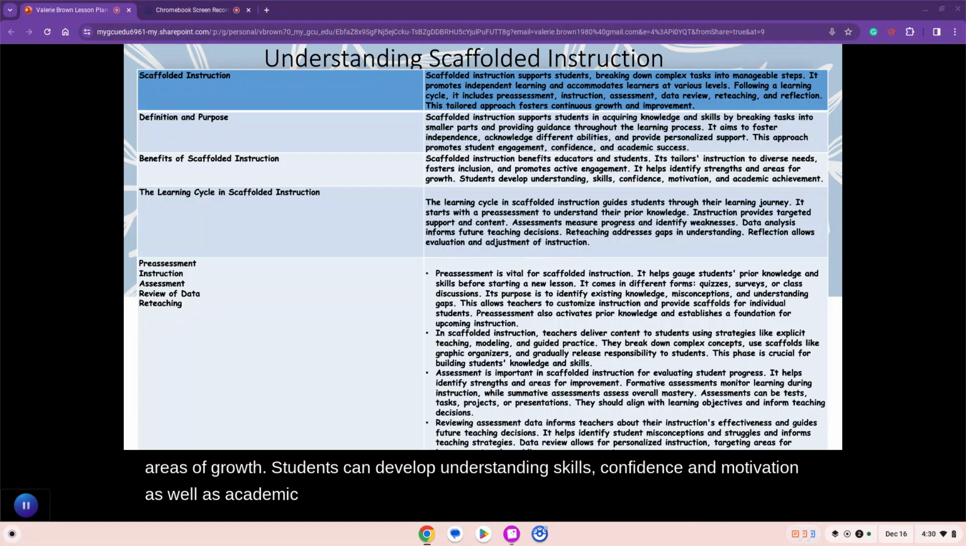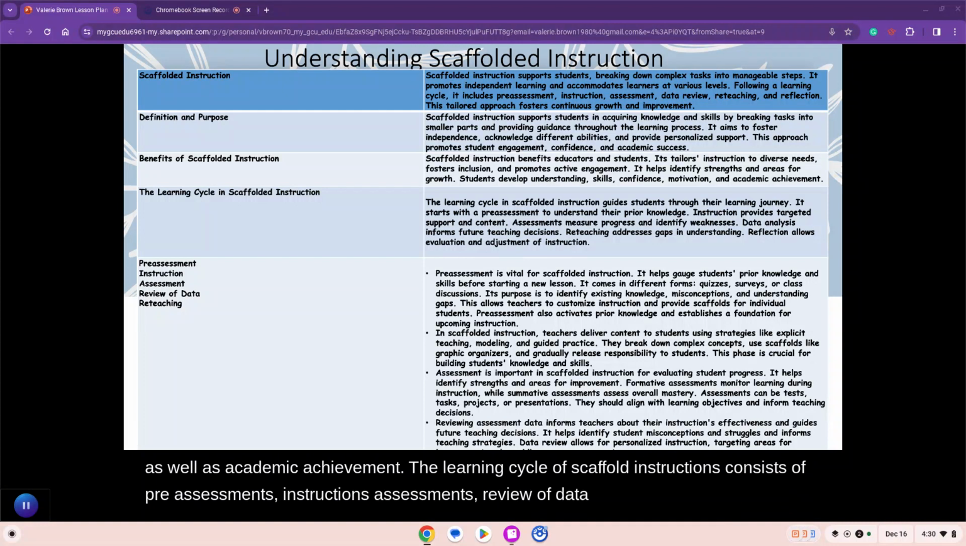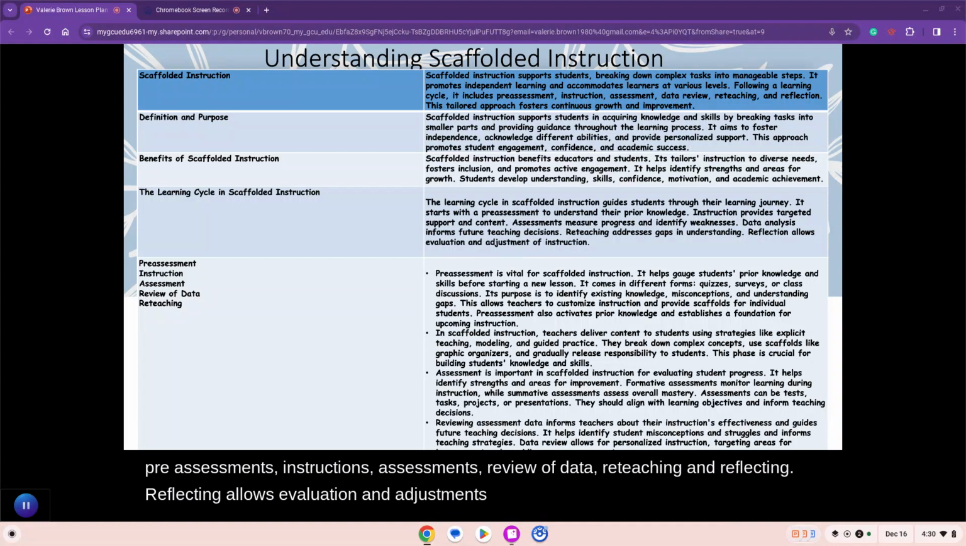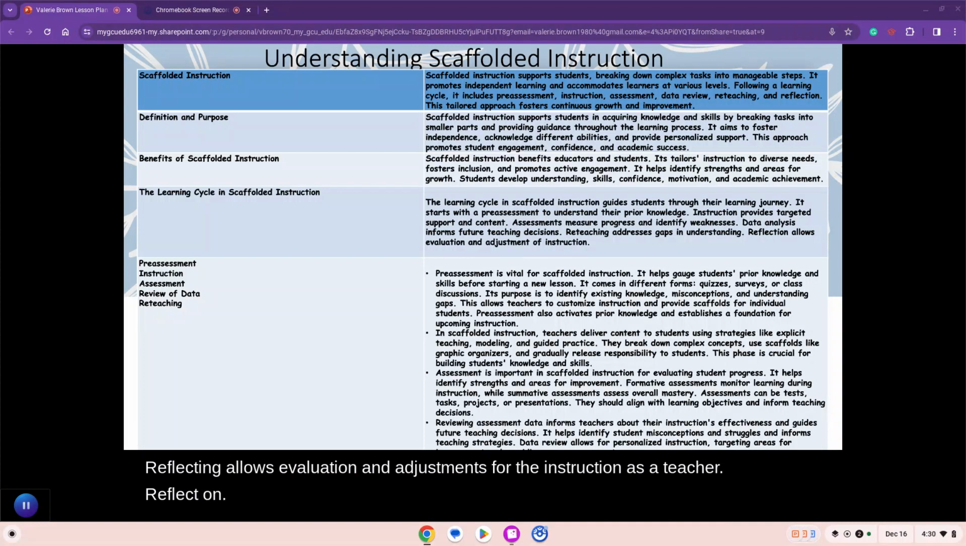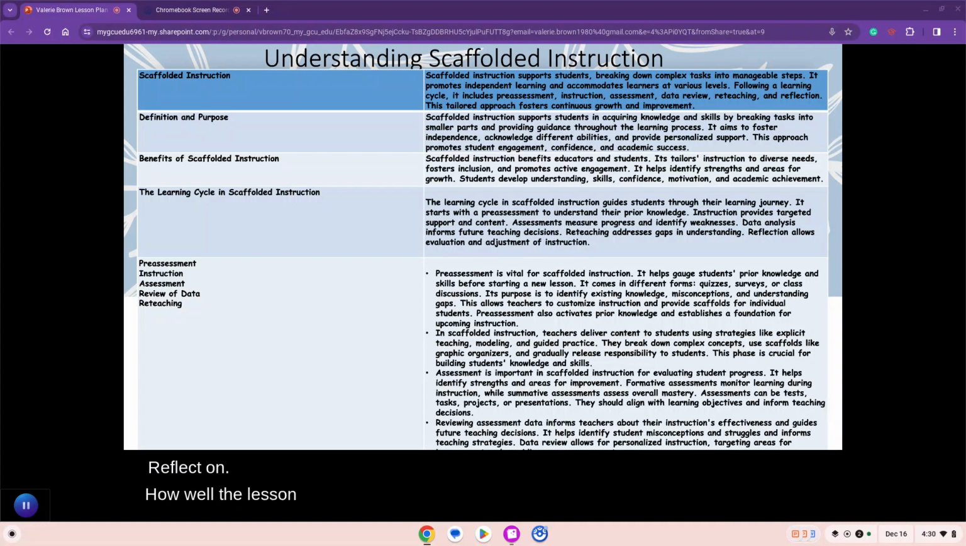The learning cycle of scaffolded instruction consists of pre-assessments, instruction, assessments, review of data, reteaching, and reflecting. Reflecting allows evaluation and adjustments for the instruction as the teacher reflects on how well the lesson went and what information the students obtained.